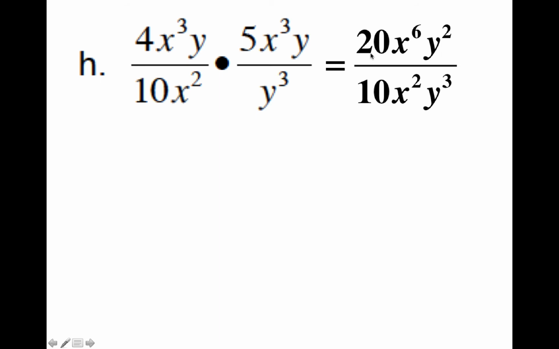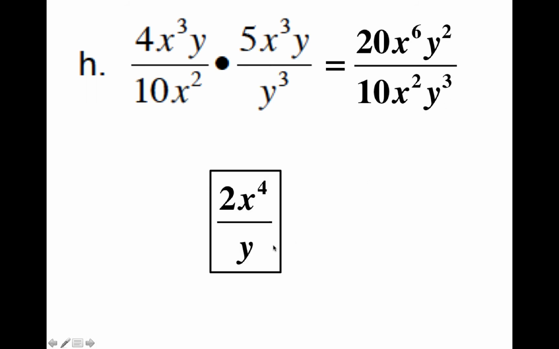So notice 10 goes into 20 twice, so there's a 2 on top. There's 4 more x's on top, so it's x to the 4th on top. And there's 1 more y on the bottom, so there's 1y on the bottom.